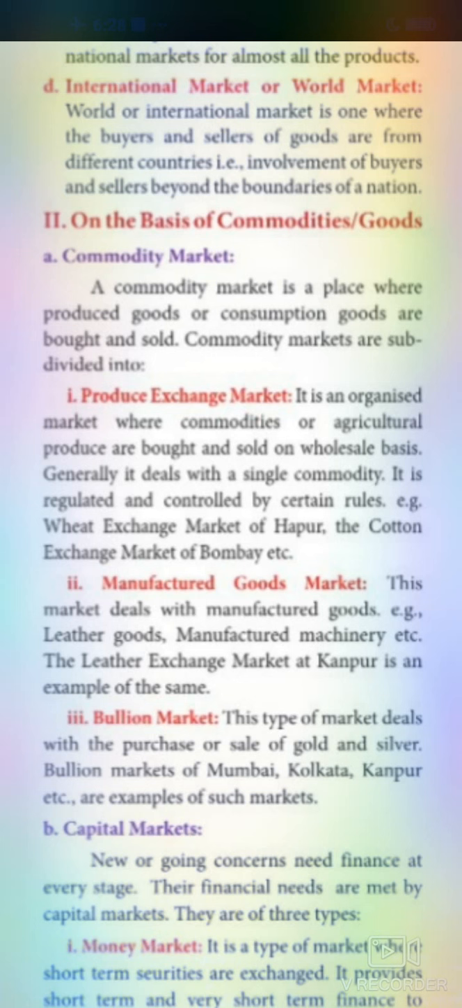Example, leather goods, manufactured machinery, etc. Example, the leather exchange market at Kanpur is an example we can say. And the next one is Bullion Market. Actually, this type of market deals with the purchase and sale of gold and silver. Example, we can take Bullion markets of Mumbai, Kolkata, Kanpur.